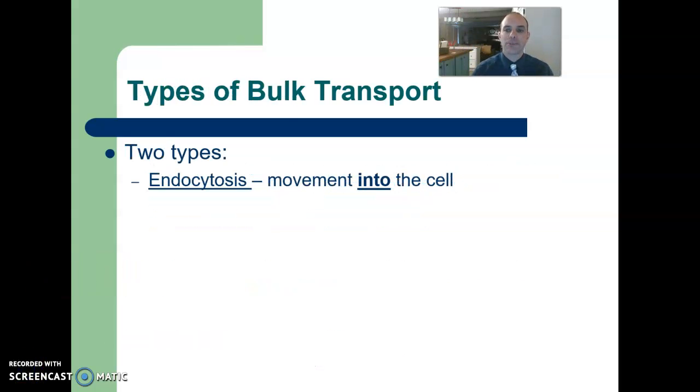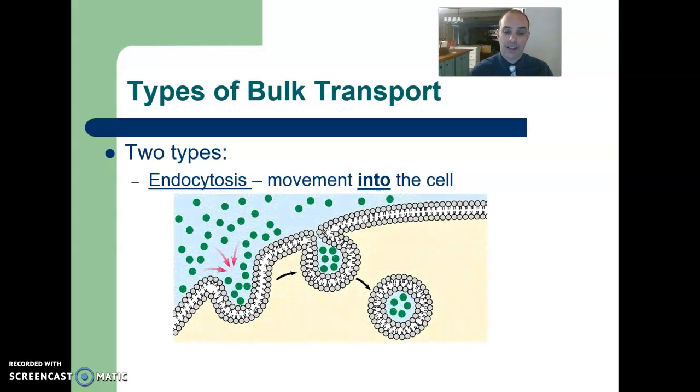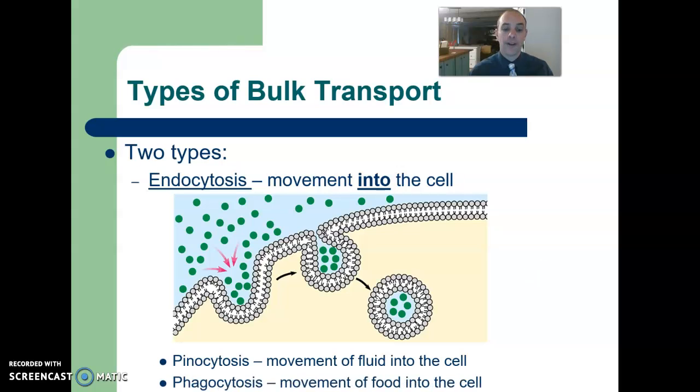So types of bulk transport. There are 2 types. 1, endocytosis, the movement into the cell. Endo, in. And then the opposite, there you go, it's coming in here like that. Pinocytosis is the movement of fluid into the cell. So pinocytosis is a type of endocytosis. Phagocytosis, food, grabbing food and bringing it in. So both of these are types of endocytosis, pino and phagocytosis.